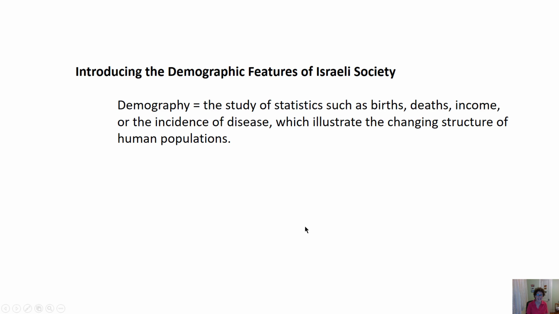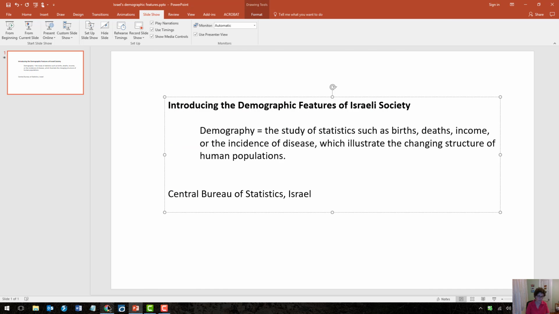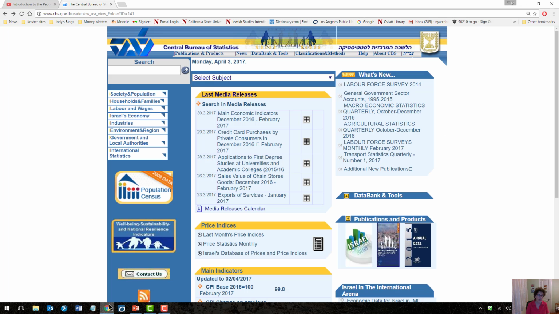Demography is the study of statistics, such as births, deaths, income, or the incidence of disease. So that's demography. They're professionals that do this. And we're going to look at a website that is the go-to site for understanding the demographic features of Israeli society. It's the Central Bureau of Statistics, Israel, and it's online. And you just Google that, and you'll get to this site.